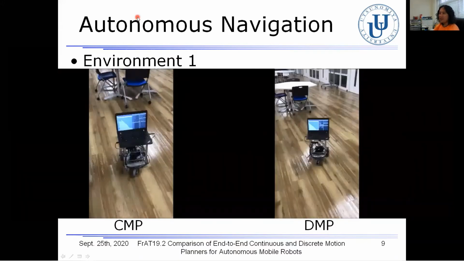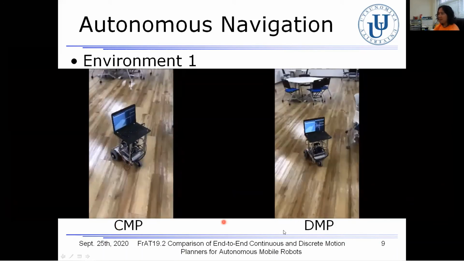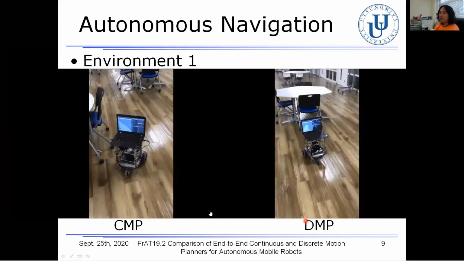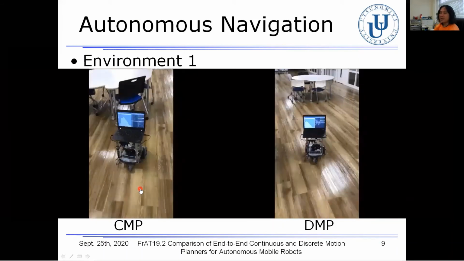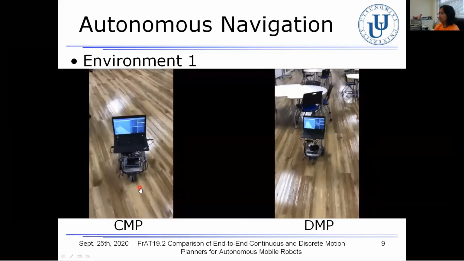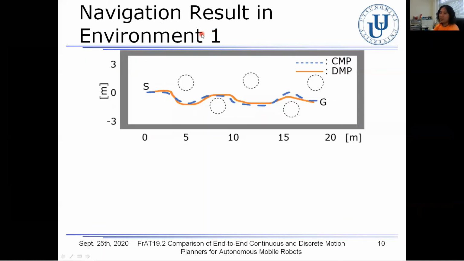The bottom figures show the map where the obstacles such as tables and chairs are. These movies show the obstacle avoidance behavior of the robot based on the CMP, continuous motion planner, and DMP, discrete motion planner, in environment 1. We can see that the robot successfully moved toward the destination while avoiding the obstacles. Here let me show you the trajectories of the robot in the navigation result. The robot based on both motion planners, CMP and DMP, exhibited almost the same behavior.